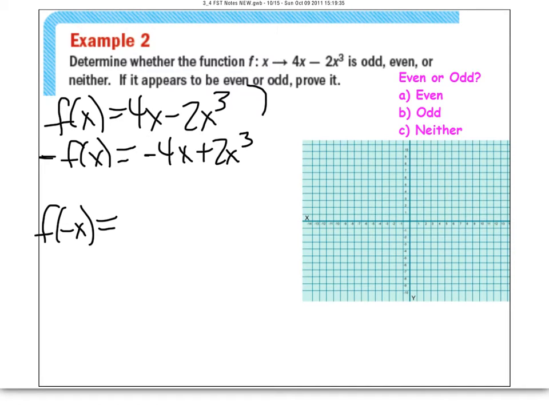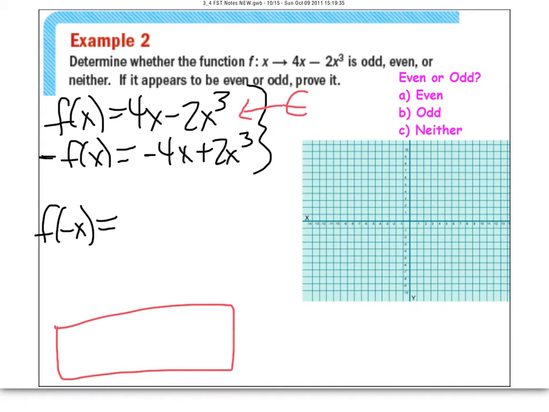Now, once you do your test, if your final answer that we get down here comes back and matches this one, then that would be even. If it comes back and matches this one, it's odd. If it doesn't match either one of the two, then it's neither. So let's do the test.